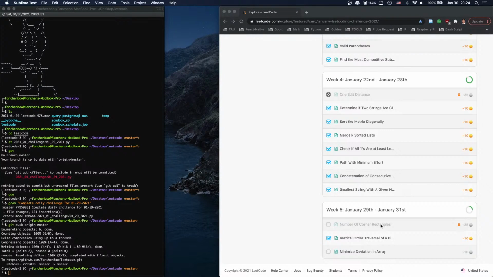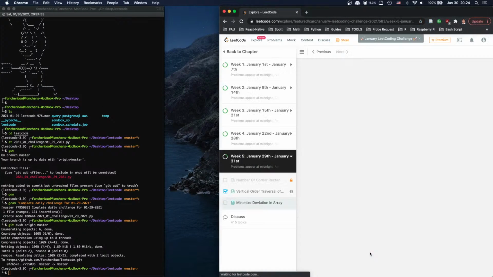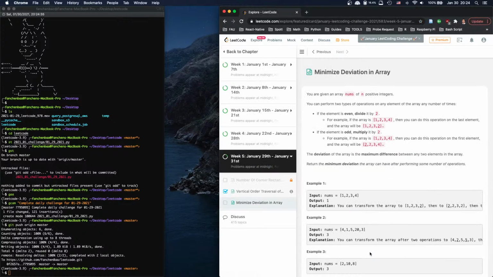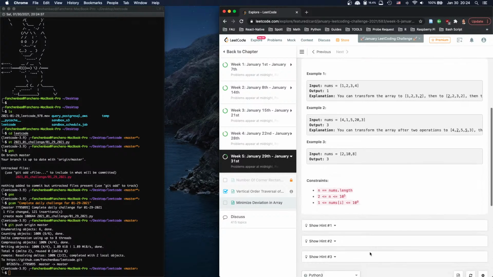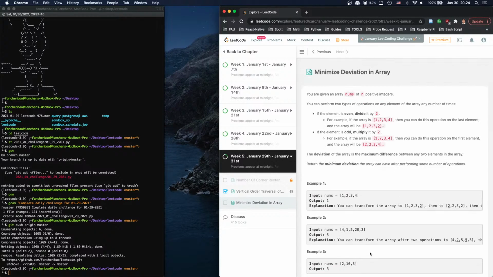All right, let's see. What do we have today? Minimize deviation in the array. Usually the challenge on weekends is pretty hard and kind of late. My brain is half shut down right now, so there's a high chance that I won't be able to solve this. But never say you can't do anything. You just try it first.